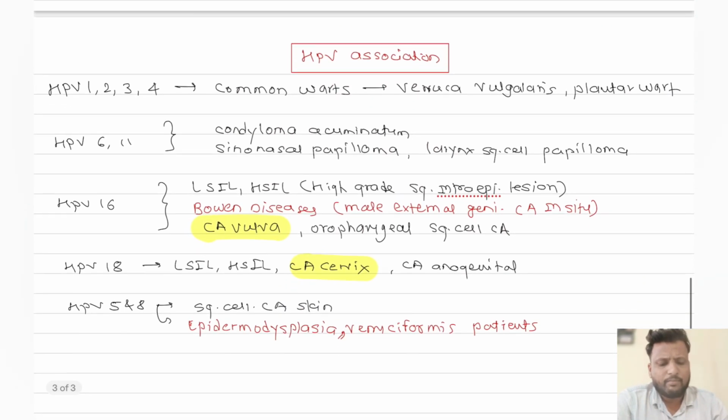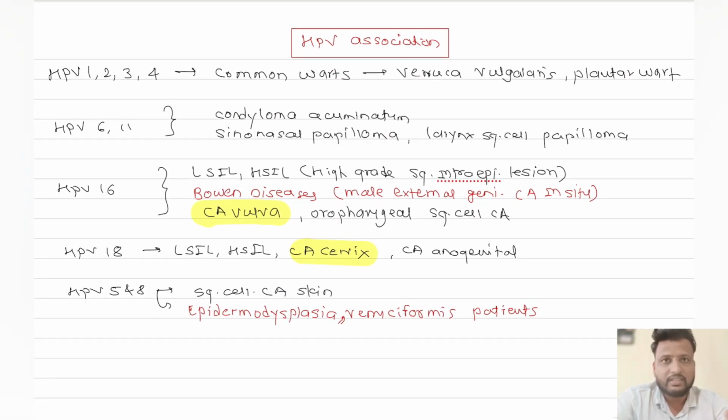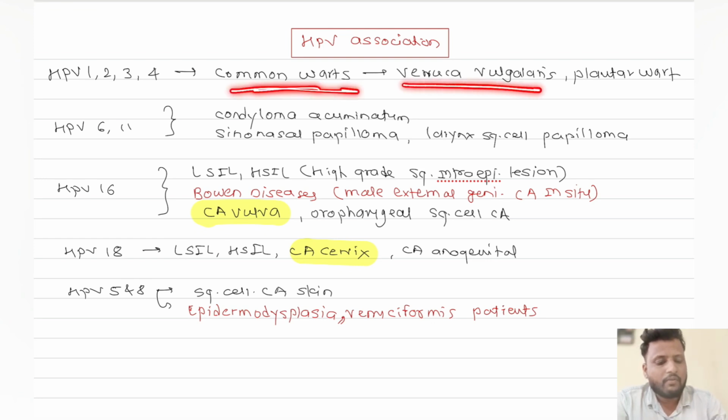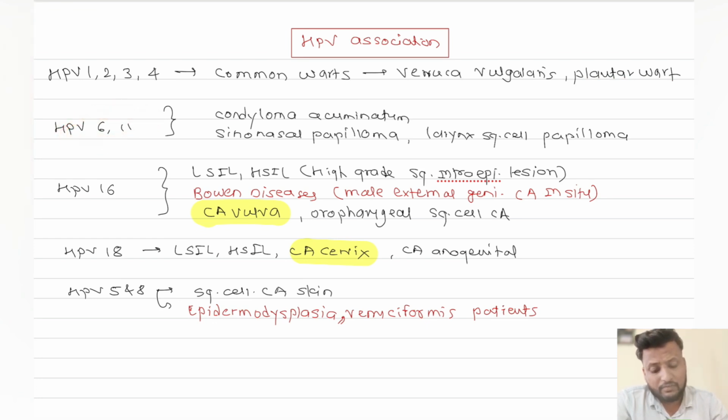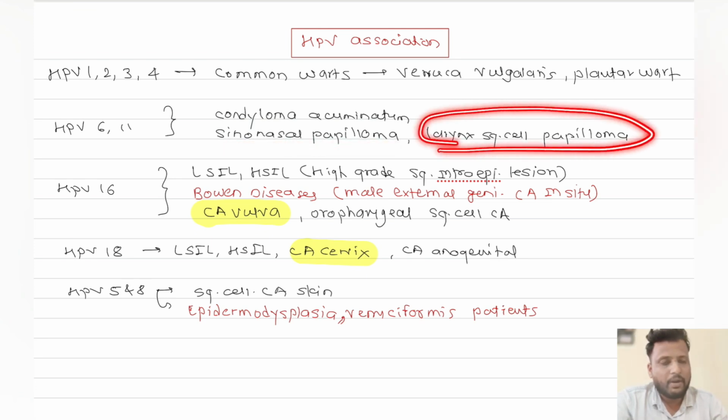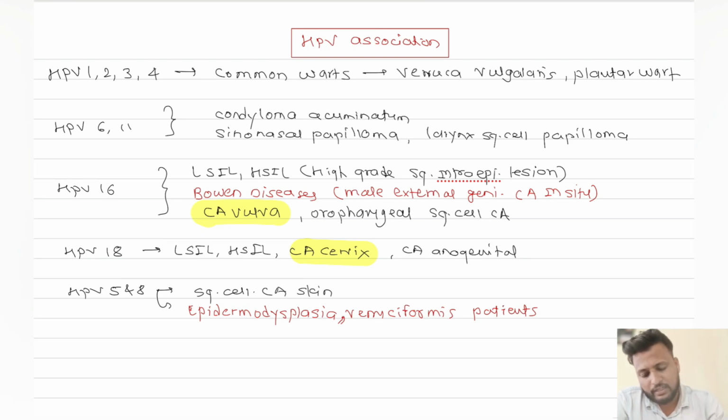Now other types of serotypes like 1, 2, 3, 4 we have not seen. These serotypes are also associated with other diseases apart from genital cancer, like your 1, 2, 3, 4 are associated with common warts like verruca vulgaris and plantar warts. Your 6 and 11 are associated with condyloma acuminata, sinonasal papilloma, and squamous cell papilloma of the larynx.